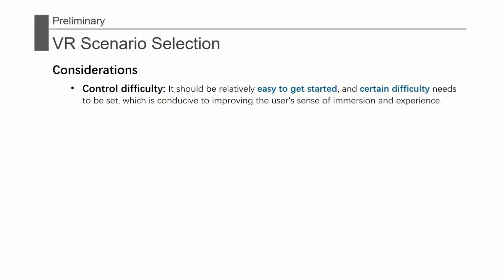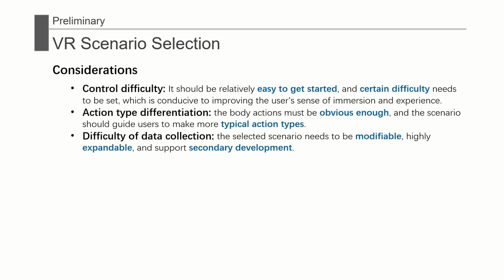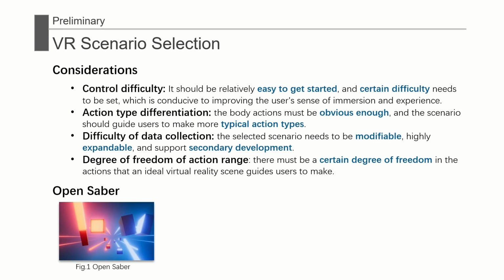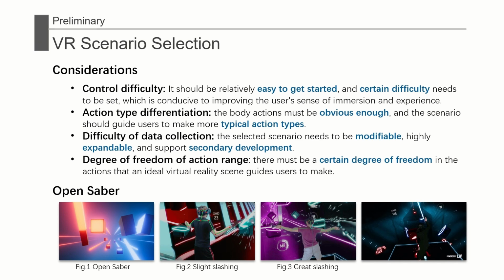In the process of VR scenario selection, we believe that the ideal scenario should meet the following requirements. It should be easy to get started, and a certain difficulty needs to be set. The scenario should guide users to make typical actions. The selected scenario needs to be modifiable, highly expandable, and support secondary development. There must be a certain degree of freedom in the actions. Based on the above considerations, we chose the open source project OpenSaver.